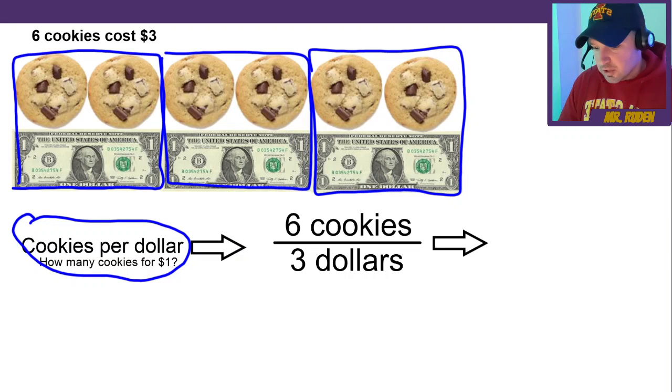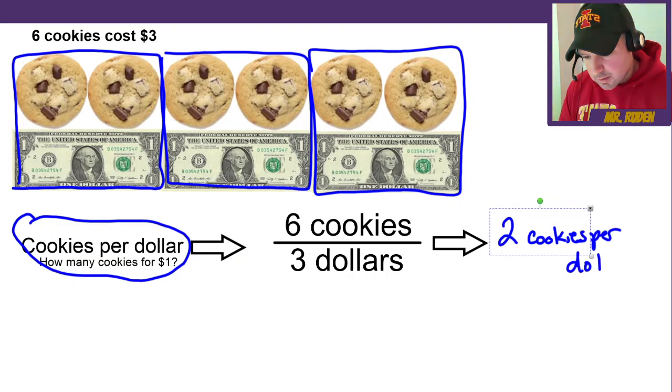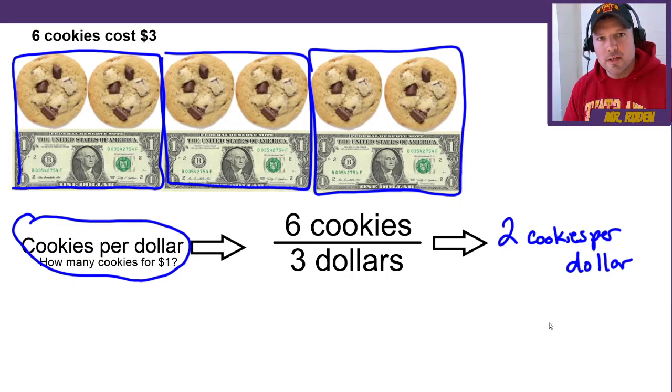So it's 6 cookies for $3. We're looking for cookies per dollar. So we divide these 6 cookies by the $3. We're putting them in 3 groups, so we're dividing by the $3. So 6 cookies divided by $3 is 2 cookies per dollar. So I get 2 cookies per dollar. That's the unit rate.